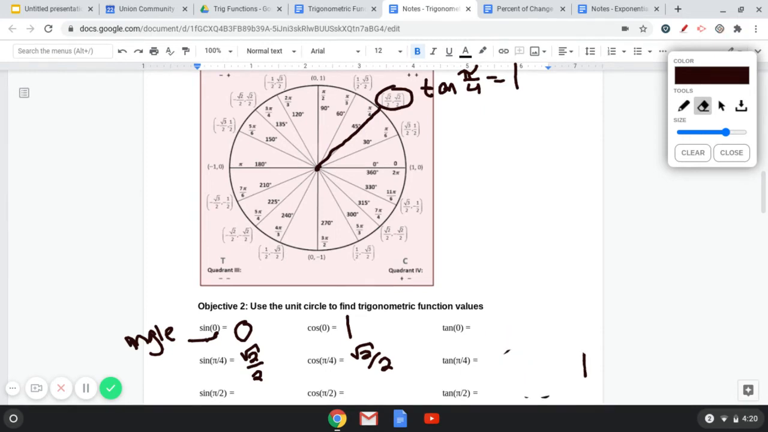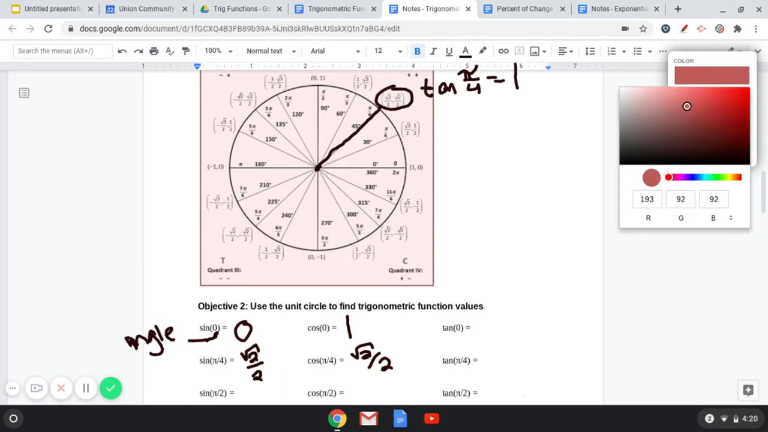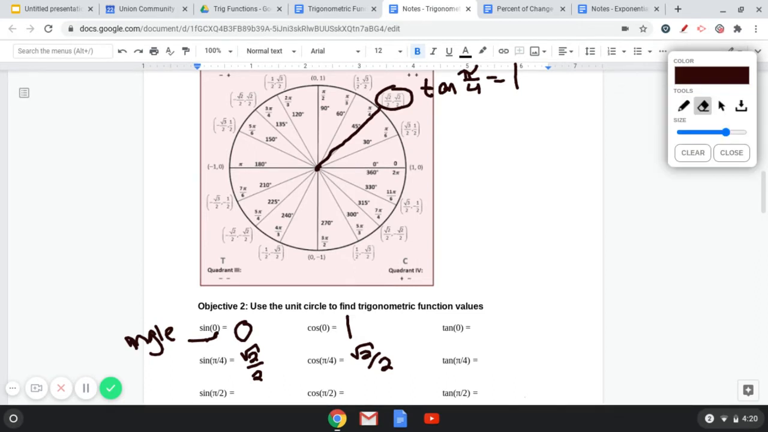All right, now let's take a look at this bottom row. Sine of pi over 2. Let's go up to pi over 2. We're dealing with this point. So sine of pi over 2 is that y value, which is 1. Cosine of pi over 2 is that x value, which is 0. And tangent of that line is sine over cosine, which is 1 over 0.